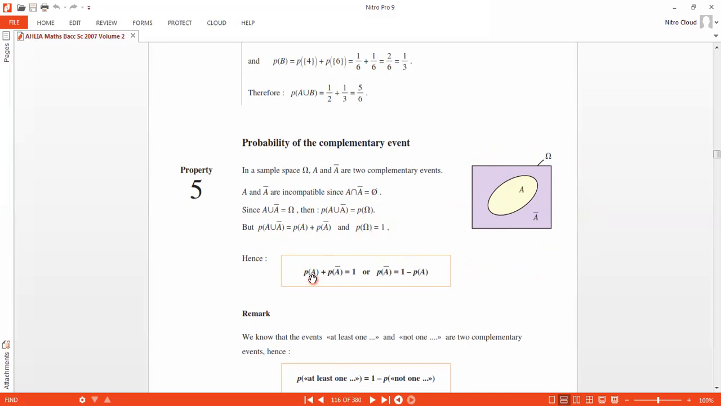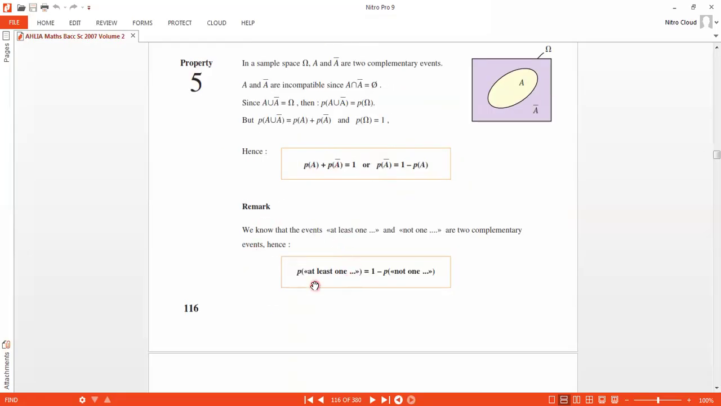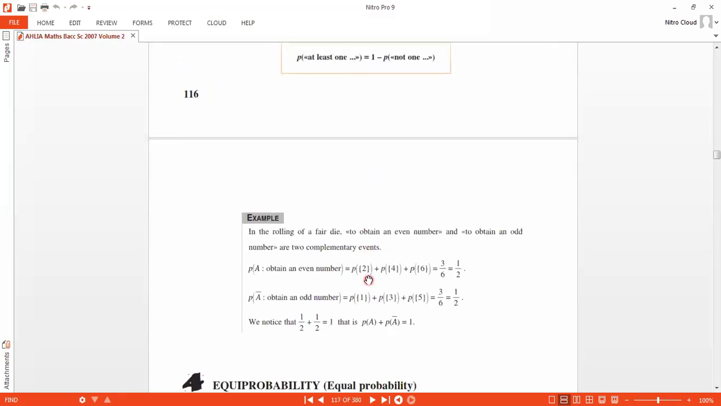And now we have probability of A plus probability of A bar equals 1. Or if you have probability of A and you need to calculate probability of A bar, you do probability of A bar equals 1 minus probability of A. So we say that A and A bar are complementary. The same thing applies if we have probability of at least 1. Probability of at least 1 equals 1 minus probability of no one. So at least 1 and no one are complementary to each other, so we can also use this property.